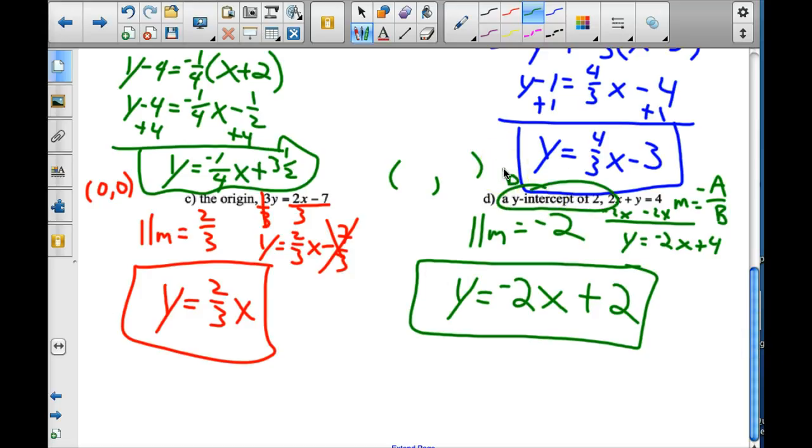Now, Murph, back to my question to you 2 minutes ago. What point is a y-intercept of 2 if you were to write it as a point? 0, comma 2. What if you solve it? It's the same thing. Y minus 2 equals negative 2 times the quantity of x minus 0. Distribute, move your 2 over, you get the same thing. Parallel lines have the same slope. That's what you guys got to know for today.